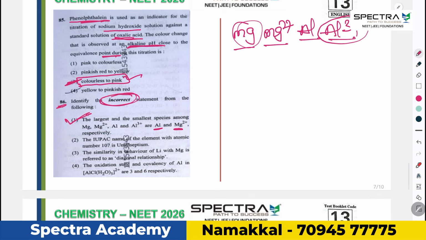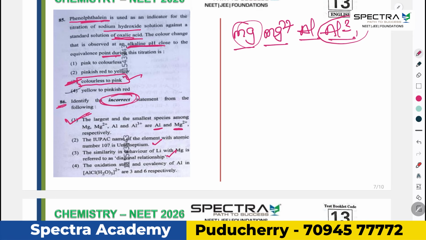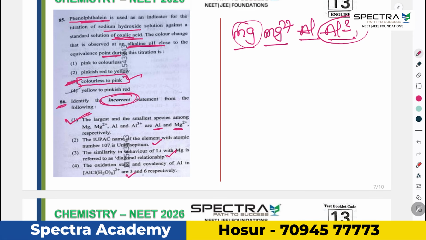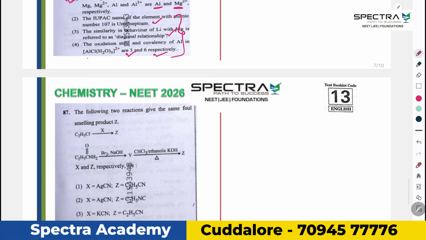Okay, next: the IUPAC name of the element with atomic number 107 is nil septium, correct. The similar behavior of lithium with magnesium is referred to as a diagonal relationship, correct. The oxidation state and covalence of aluminum in this compound: oxidation state x minus 1 plus 0 is equal to plus 2, minus 1 going that side, plus 3, correct. Coordination number, that covalence is 6, 5 plus 1, 6, correct. So all these three options are correct, the first one is incorrect. They ask for the incorrect one only, so the first option is the correct option.